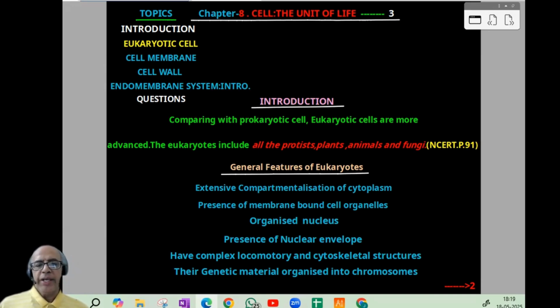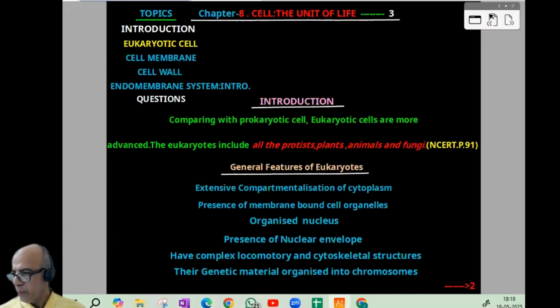Extensive eukaryote features we are discussing: extensive compartmentalization of cytoplasm, presence of membrane-bound cell organelles, organized nucleus, presence of nuclear envelope, complex locomotor and cytoskeletal structures, and genetic material organized into chromosomes. And these features we cannot find in prokaryotes. I think the idea is clear, the first page is clear. Now we can proceed to the second page.